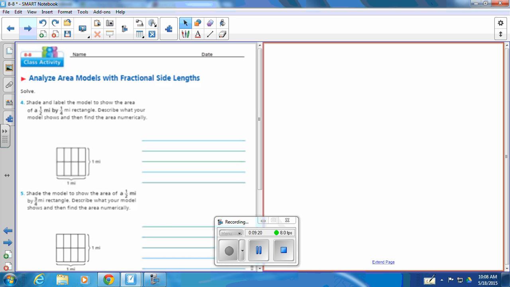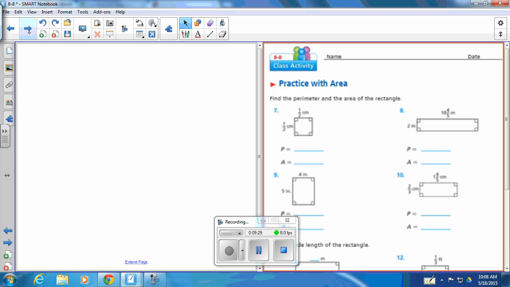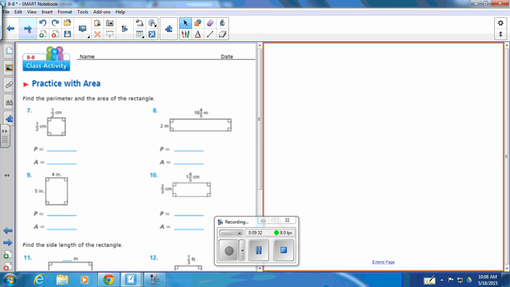Okay, so it's going to be very similar to this where it gives you a rectangle and then it's going to have a shaded part and you're going to need to find the perimeter and the area. There are also some word problems on here. Okay, so something like this. I'm sorry, these aren't word problems, but they're going to be missing side lengths. So for example, let's look at number 8.